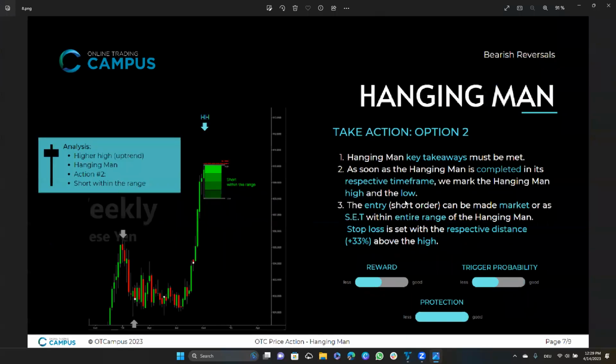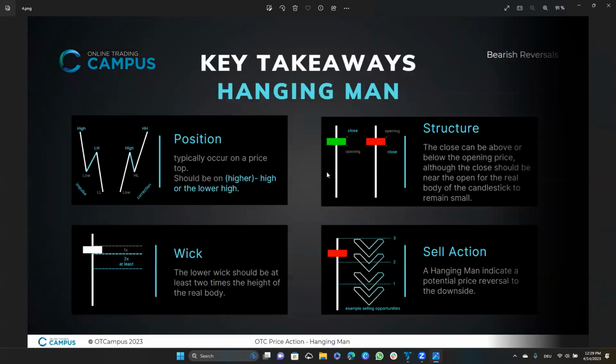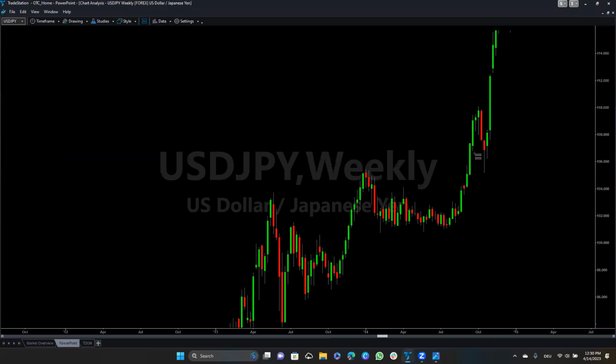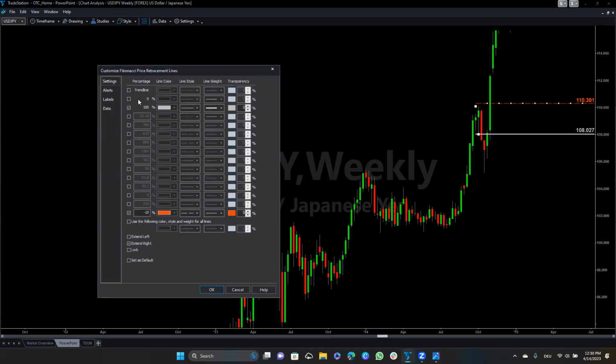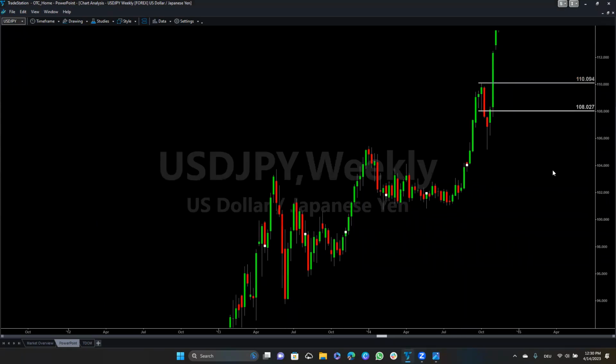Okay, let's go into option number 1, guys. Let's do this here with the short below. Hanging man key takeaways must be met. Let's go to the hanging man key takeaways. First is the position. Where is a hanging man? Okay. Where is the position, guys?